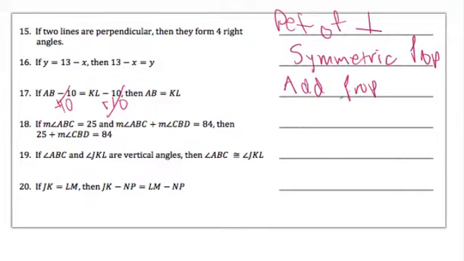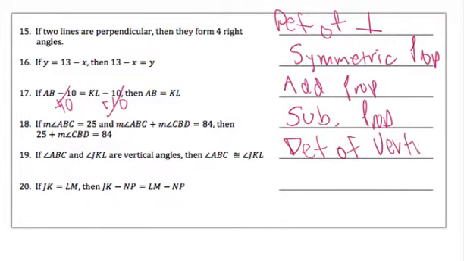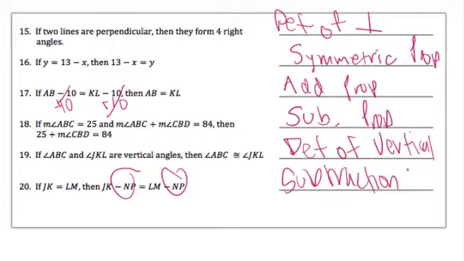ABC equals 25, ABC plus CBD equals 84, then 25 plus measure CBD equals 84. That's going to be substitution property. If ABC and JKL are vertical angles, then they're congruent, that's a definition of vertical angles. And JK equals LM, then JK minus NP equals LM minus NP. I'm basically just subtracting both sides by something, so that's subtraction property. Alright, moving on.